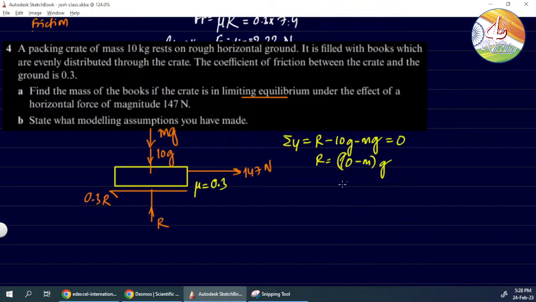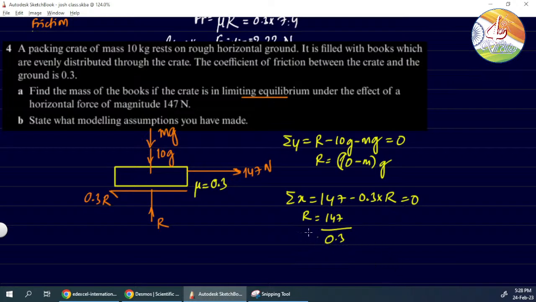So r we found. Then sigma x, take all the horizontal components. So 147 minus 0.3 times r, correct? Yes. And that's all. So this total should be 0 again. So r equals 147 by 0.3. Yes.